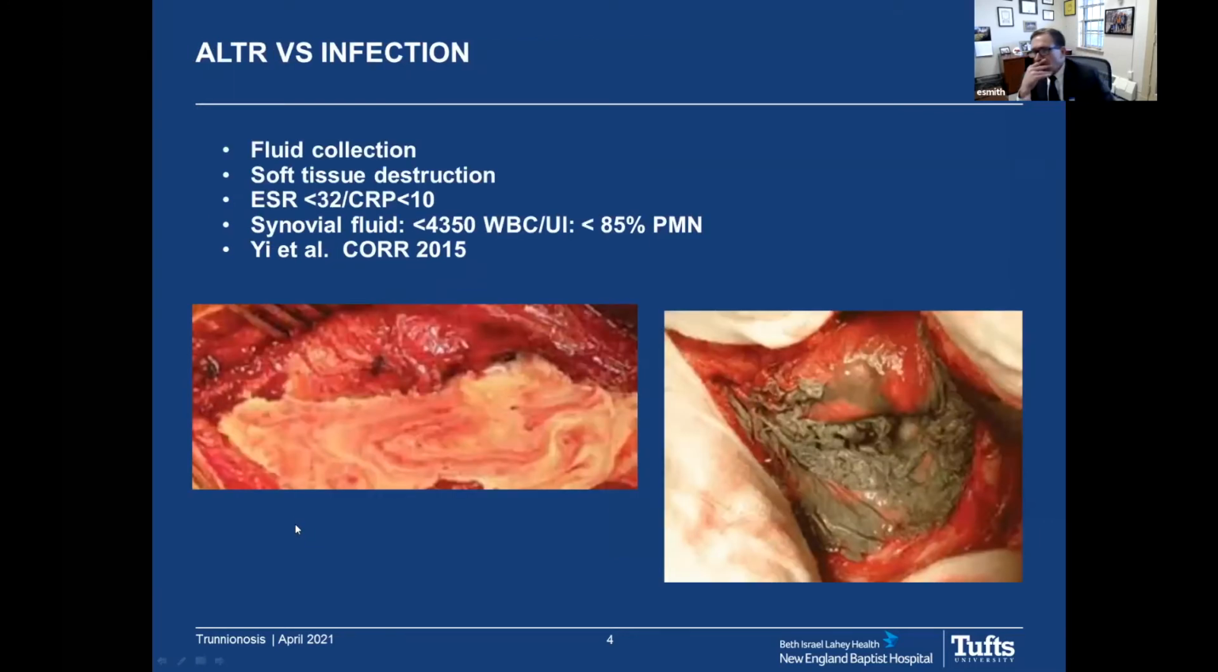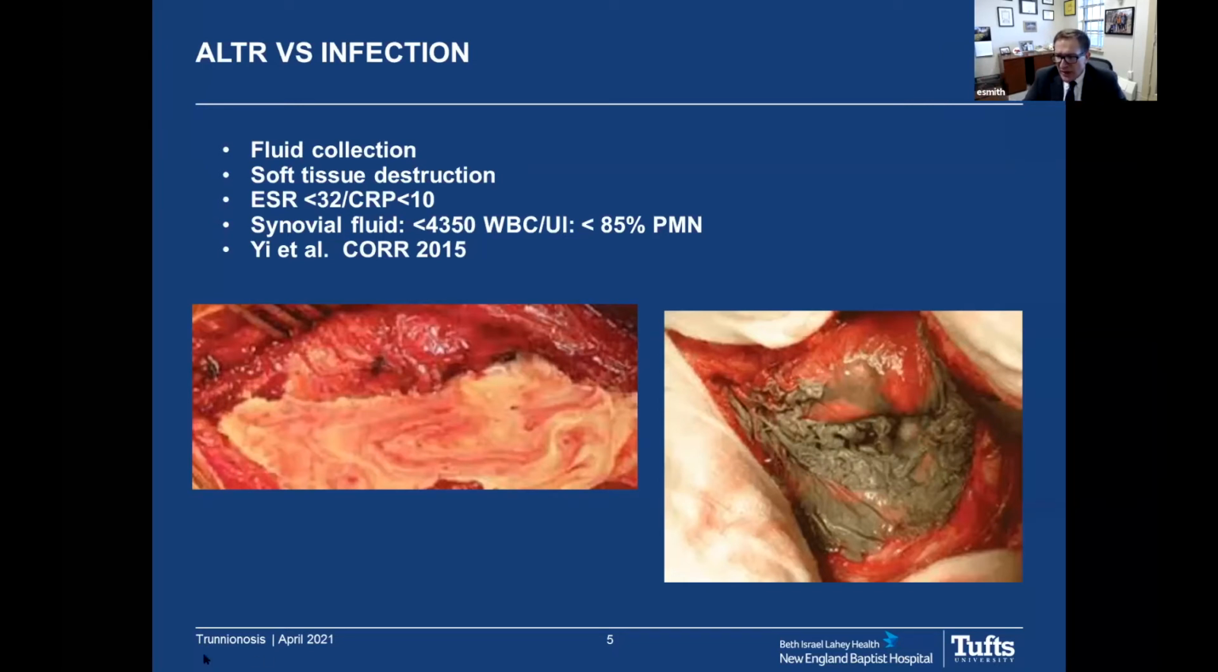The tricky part is that the ALTR will mimic an infection quite readily. In fact, you can imagine when you cut into the tissue of somebody with an adverse local tissue reaction, there's pus. It looks very purulent. So you'll see the fluid collection looks purulent, especially in your aspiration. That can be the case. You can see large amounts of soft tissue destruction.